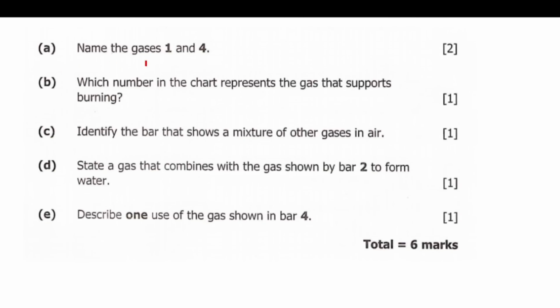A says name gas 1 and 4. B says which number in the chart represents the gas that supports burning. C. Identify the bar that shows a mixture of other gases in air. D. State a gas that combines with the gas shown by bar 2 to form water. E. Describe one use of the gas shown in the bar 4.